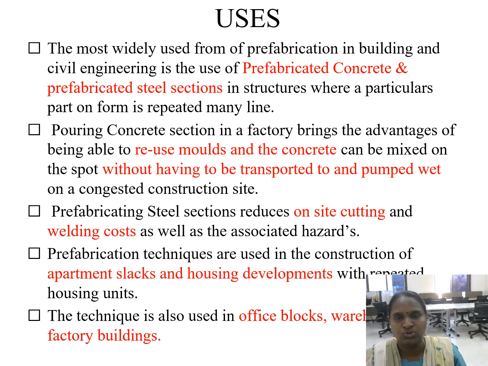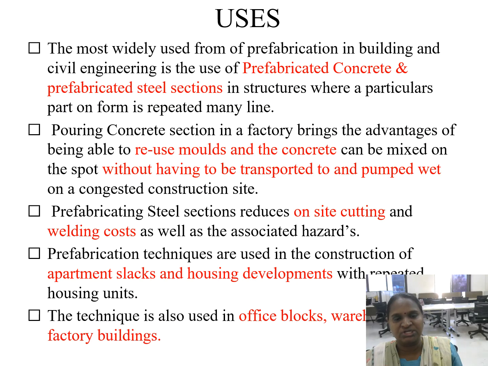Where can we use prefabrication? The most widely used form of prefabrication in building and civil engineering is the prefabricated concrete and prefabricated steel section in structures where a particular part or form is repeated many times. Pouring concrete sections in a factory brings the advantages of being able to reuse molds, and the concrete can be mixed on the spot without having to be transported to and pumped on a congested construction site. And a prefabricated steel section reduces on-site cutting and welding cost as well as associated hazards.